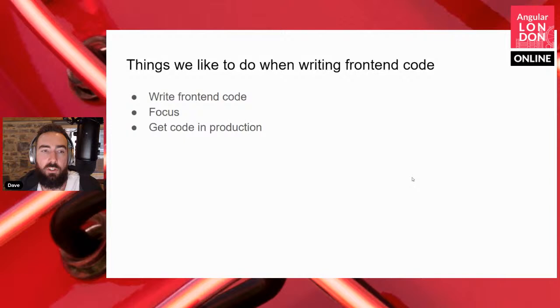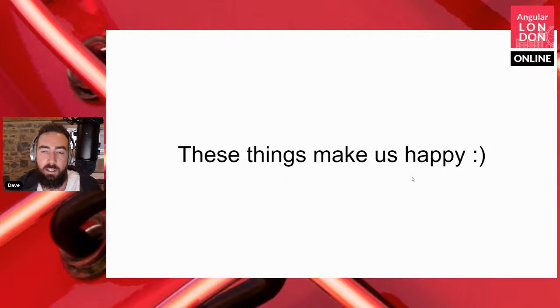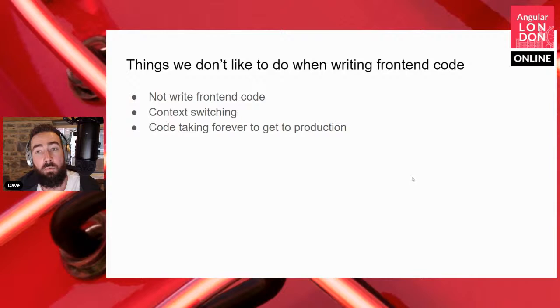But yeah, these things make us really happy, and it's fantastic. On the other side of things, things we don't like to do when writing front-end code are not writing front-end code and context switching. So if it's just a small front-end change, just update the front-end with a new API response or whatever, we don't want to have to jump into other systems.